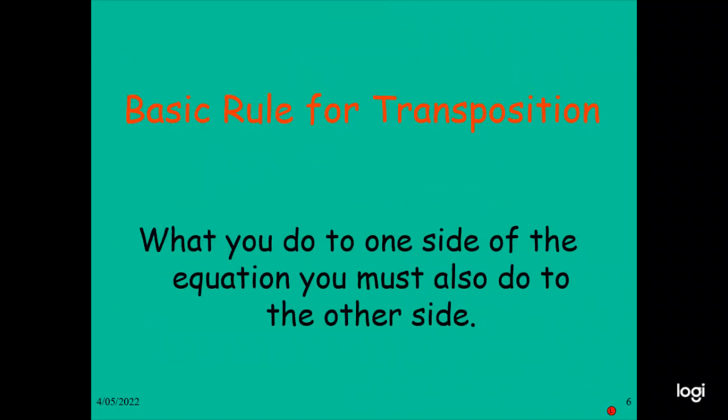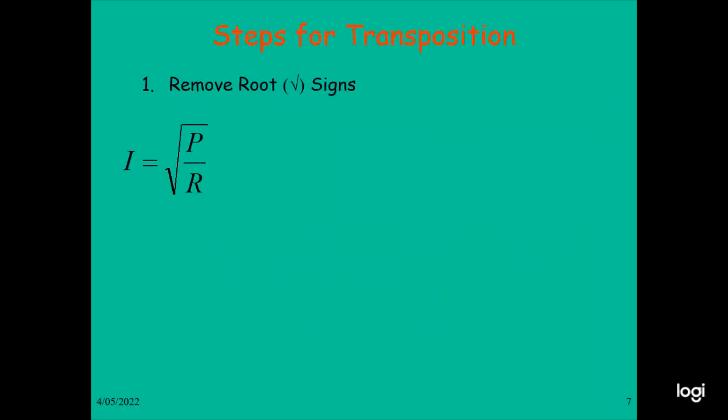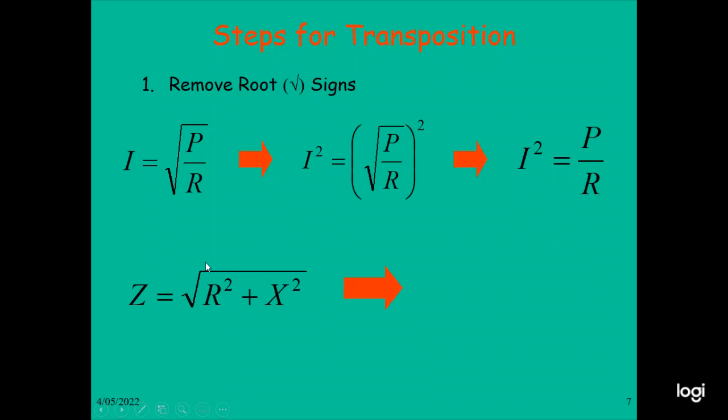What you do to one side of the equation, you must also do to the other side. In this case, remove the square root. To remove the square root, you have to square both sides. So therefore, I squared equals P by R, I equals square root of P by R. So both sides squared. Z is the square root of R squared plus X squared. So in this case, square both sides: Z squared equals R squared plus X squared.